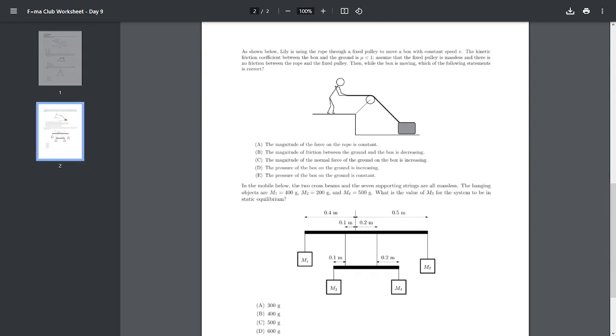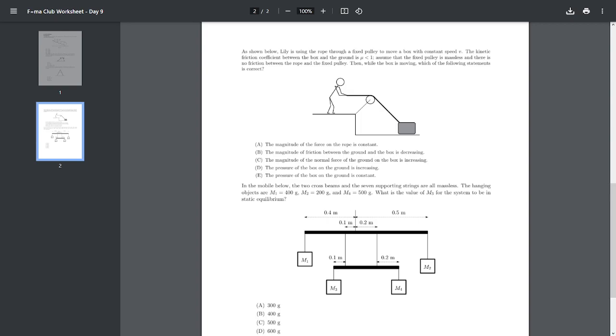All right, next, as shown below, Lily is using the rope. Why is her name Lily? Lily is using the rope through a fixed pulley to move a box with constant speed, v. The kinetic friction coefficient between the box and the ground is mu, which is less than 1. Assume that the fixed pulley is massless and there's no friction between the rope and the fixed pulley. While the box is moving, which of the following statements is correct?